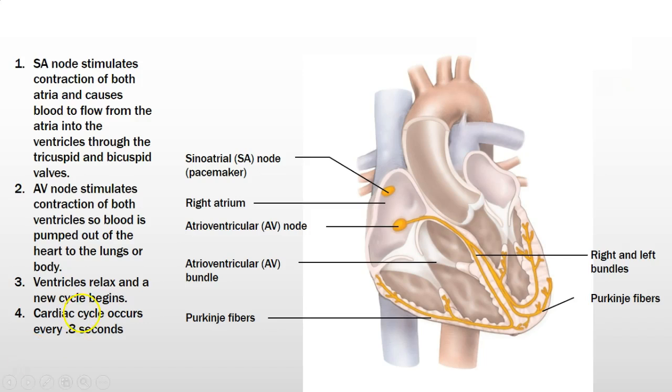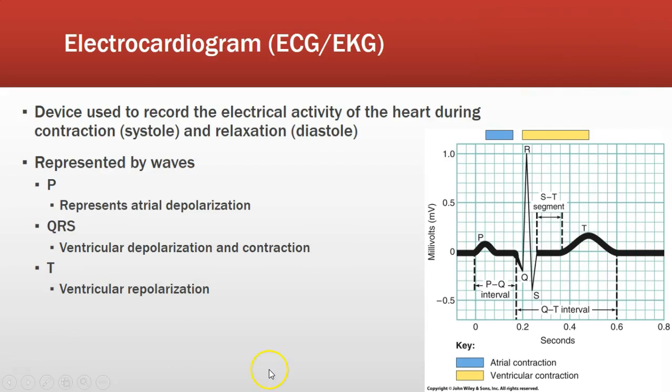And then if you look, so here's the SA node and the AV node, you'll see what we call the atrioventricular bundle. And the right and left bundle branches, and then it comes around to the Purkinje fibers. In order for the heart to beat, this system has to be working properly so that the Purkinje fibers are stimulating the cardiac muscle to contract and pump the blood.